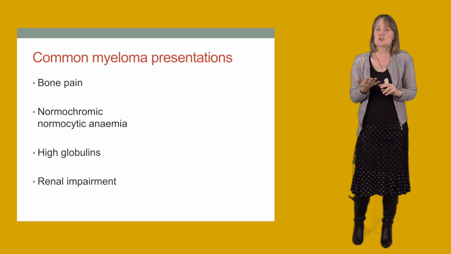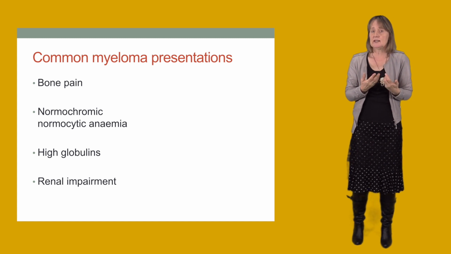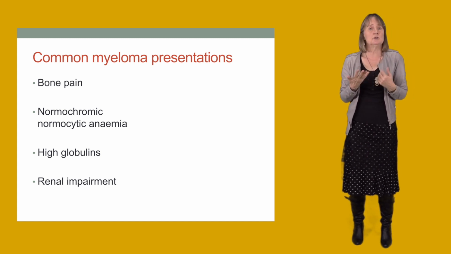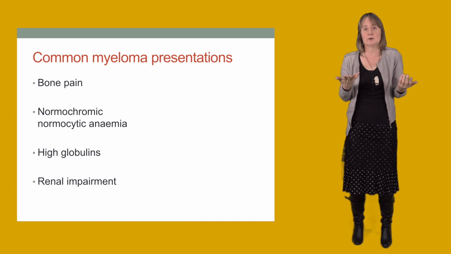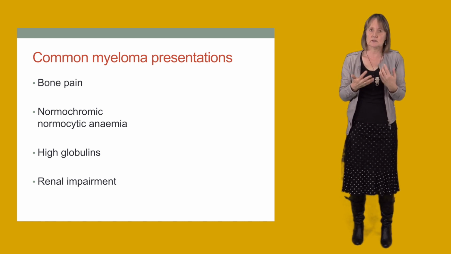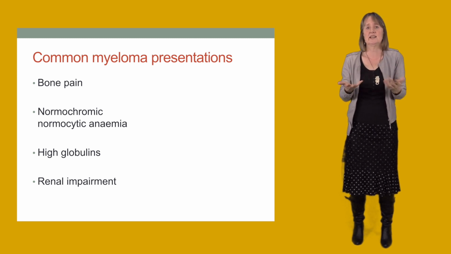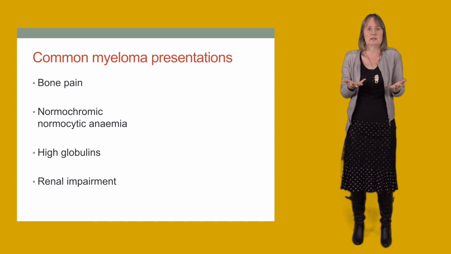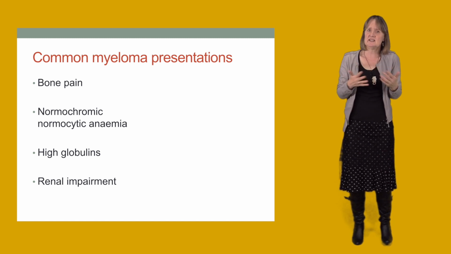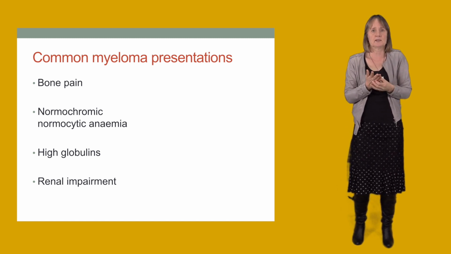Another common presentation would be with anemia, and anemia is more common than neutropenia or thrombocytopenia in myeloma, and it tends to be a normochromic, normocytic anemia. So anemia with a normal MCV, normal MCH, that's otherwise unexplained. And again, that's not uncommon in this age group and so easily overlooked.